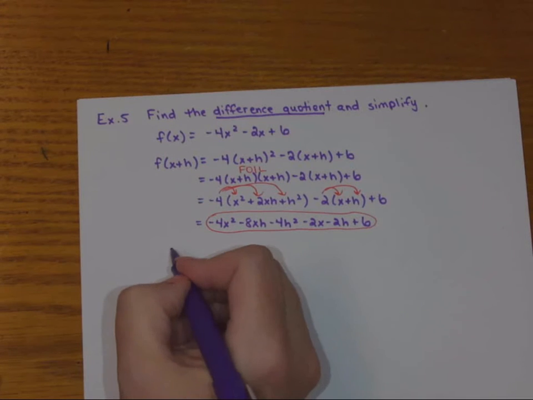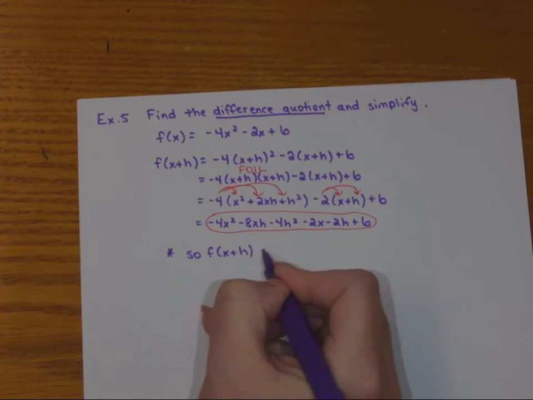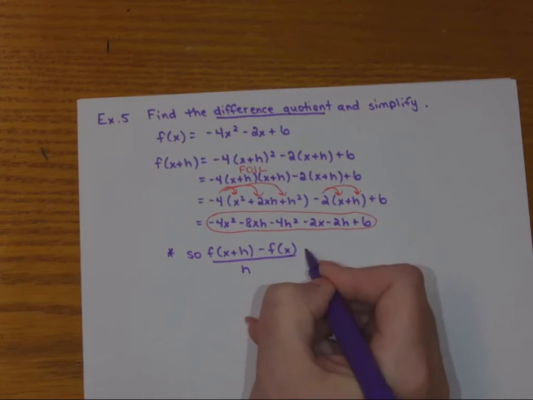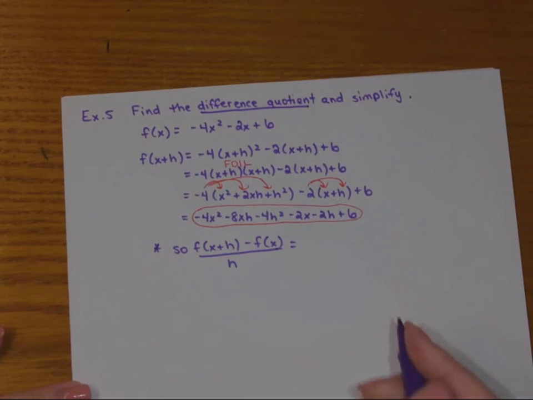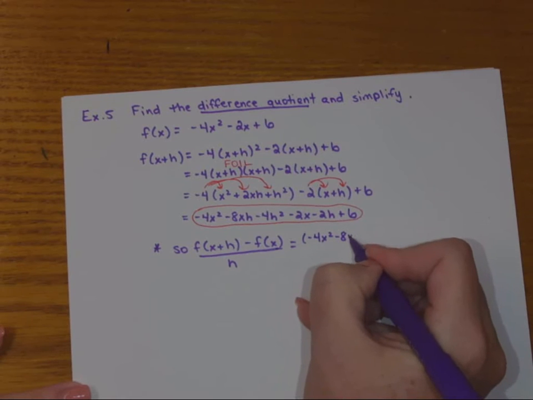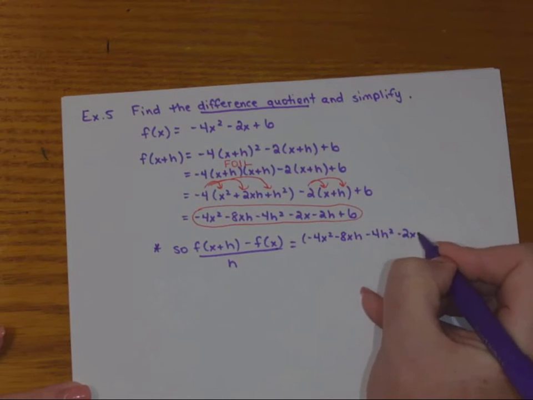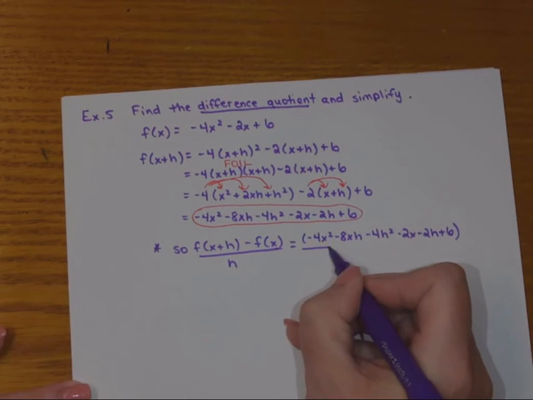But remember, that's not my final answer, right? What I want is actually the whole thing, right? I want f of x plus h minus f of x over h. That's what I want. Okay, so let's write down what I just found f of x plus h to be. It was negative 4x squared minus 8xh minus 4h squared minus 2x minus 2h plus 6. Phew, that's a long one.